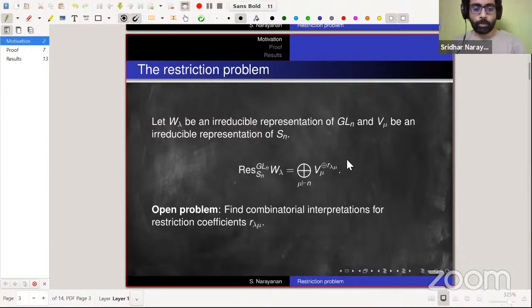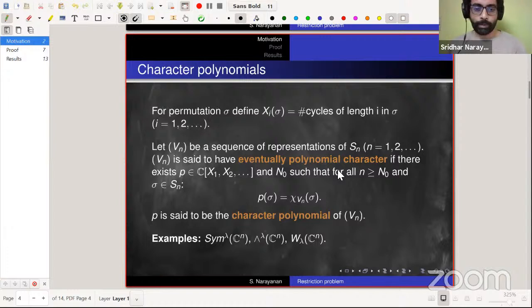So what we are going to present today is a combinatorial interpretation for the multiplicity of the sign representation of the symmetric group in the restriction of hook-shaped representations of GL_n. So lambda is going to be a hook shape, and mu is going to be the column shape. And we are going to do this by interpreting certain generating functions for the moment of character polynomials. So let's break down all of the terms in that sentence, starting with what a character polynomial is.